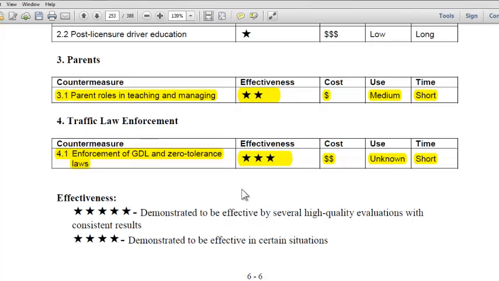Parents gets a 2-star rating, so teaching parents their role in how to teach their teens to drive, as well as making sure that they know the law to support that enforcement. And then here's information about law enforcement, and maybe we can look into working with our law enforcement officers to really support the graduated driver's license law and to enforce it here at home.